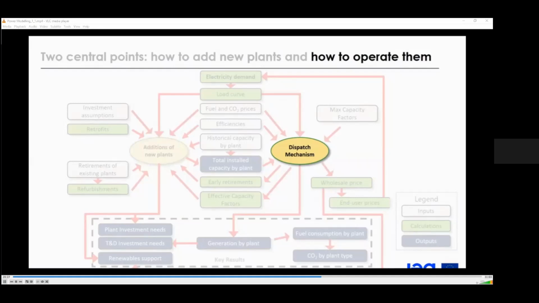We have several dispatch mechanisms available when we model how plants operate. This really aims at determining which plants, which technology, will generate at which point in time, within the hour, within the year, given a number of constraints such as the availability and flexibility, the technical constraints of each plant type.